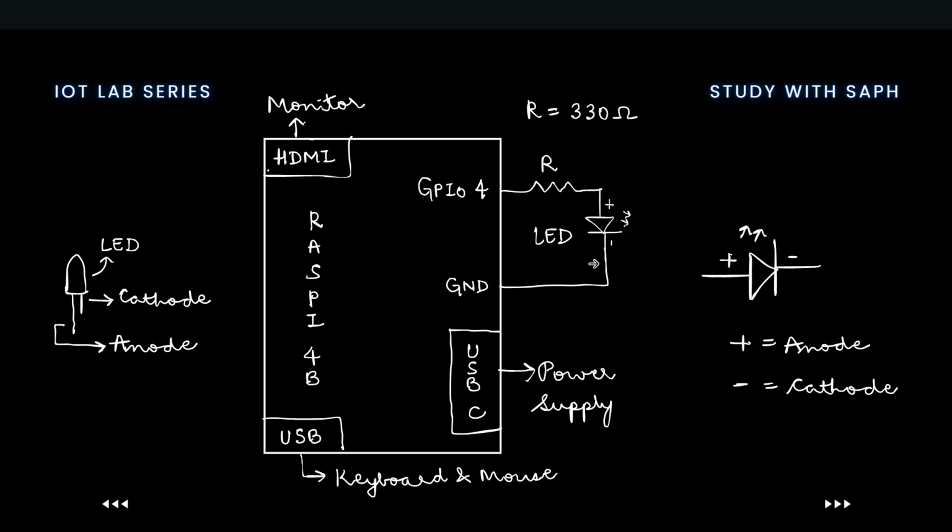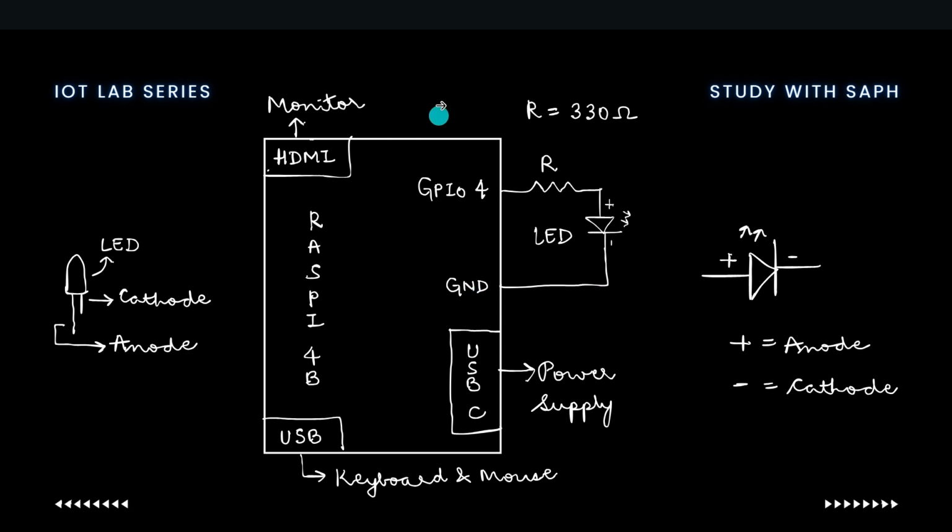The basic connection is such that we connect any GPIO pin of the Raspberry Pi to one end of the resistor. The other end of the resistor is in turn connected to the positive, or the anode, of the LED, and the negative side, the cathode, is connected to the ground pin of the Raspberry Pi.